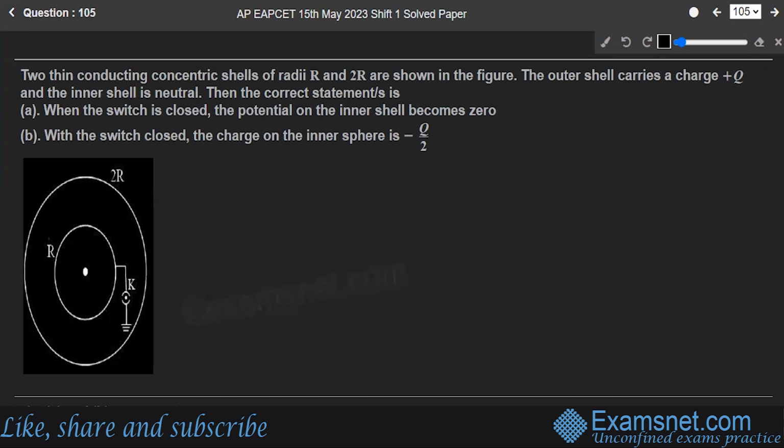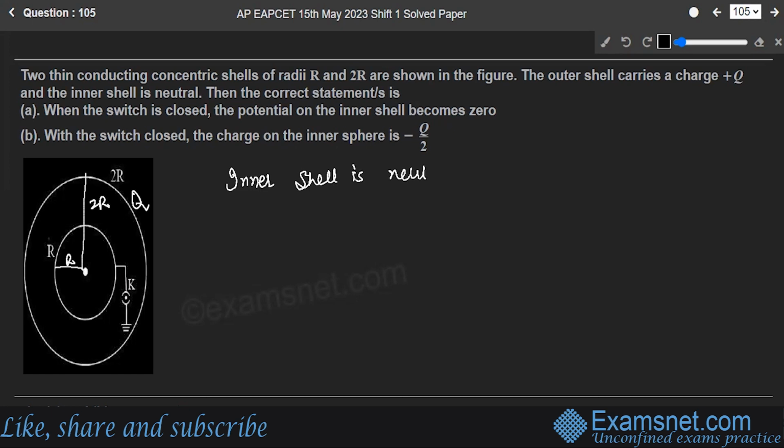Fine. See, you have the radius of the inner shell as R and for the outer shell, it is 2R. Charge on the outer shell is given to you as Q. Now, the inner shell is neutral.